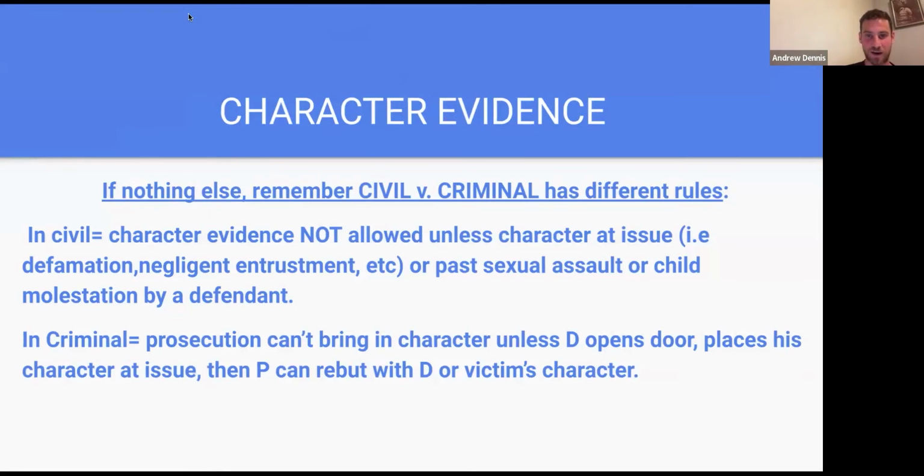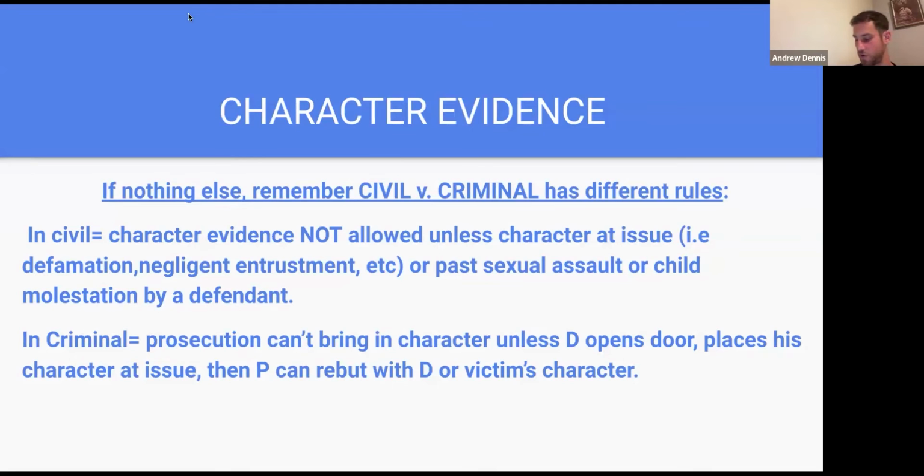In civil cases, character evidence is not allowed unless character is at issue. What does it mean when character is at issue? Defamation, negligent entrustment, etc., or past sexual assault or child molestation by a defendant. In criminal cases, the prosecution can't bring in character evidence unless the defendant opens the door, places his character at issue, and then the prosecution can rebut with the defendant's or victim's character.